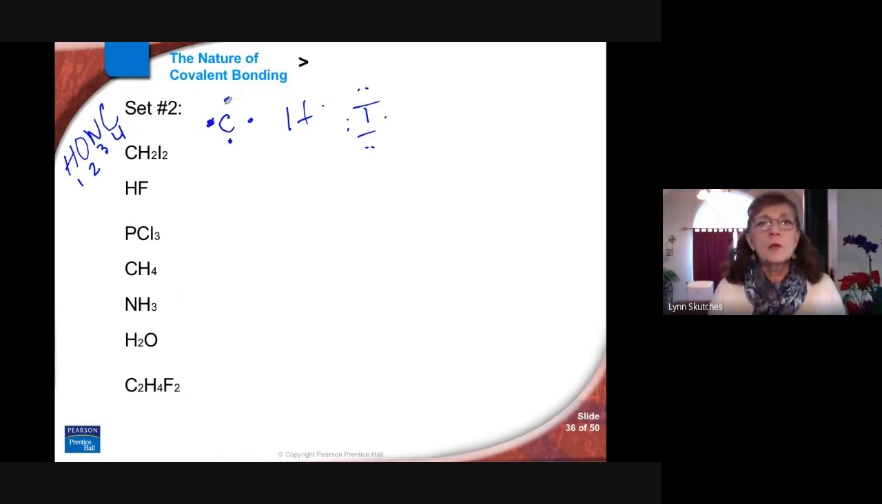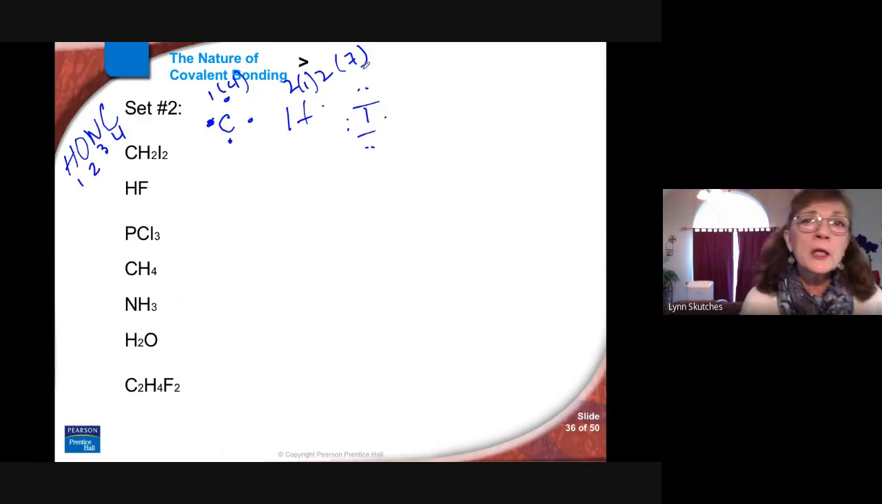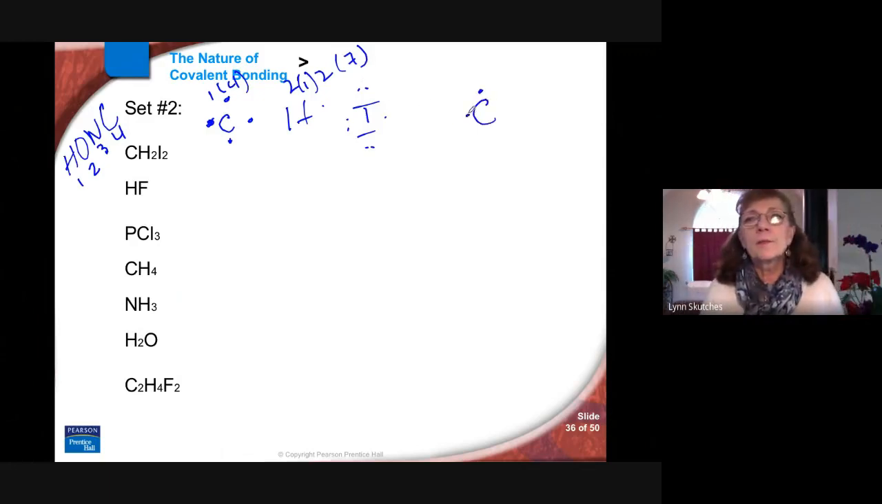You've got 1 of these, 2 of these, and 2 of these. So 2 times 7, 2 times 1, and 4. There we go. I knew that was wrong. So 4 and 2 and 14 should be 20. Okay, so here's carbon, again in the middle.